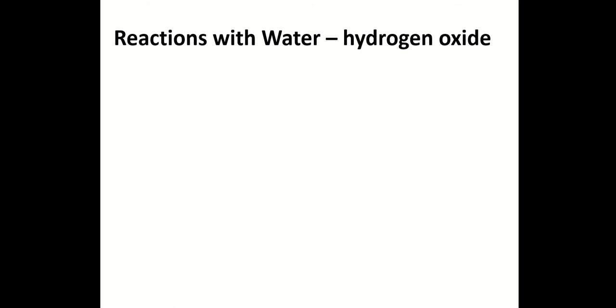In the last couple of lessons, we've been reacting metals with water, and as we said before, water can be thought of as hydrogen oxide. So if you think of H2O, as most of you are familiar with the formula being, that's hydrogen joined to oxygen. So we call it hydrogen oxide. And when it comes to writing word equations, that made it nice and easy.